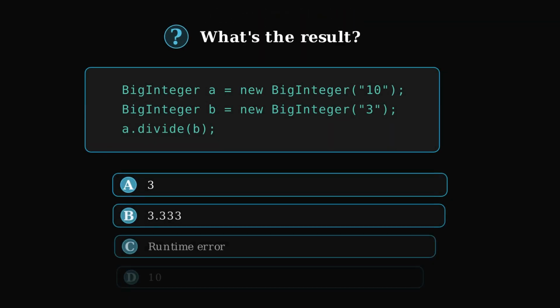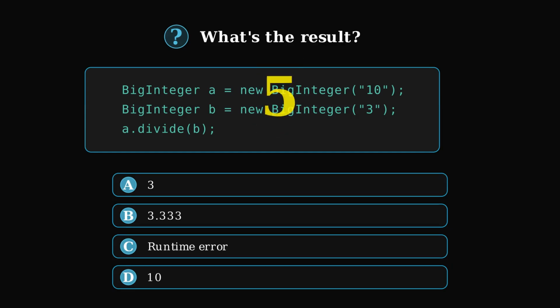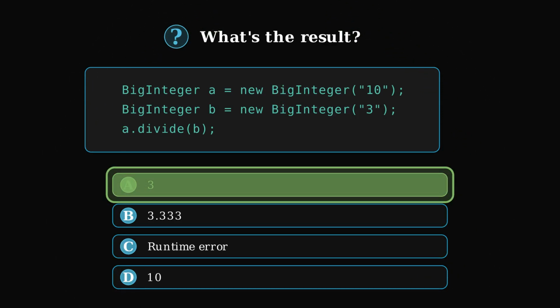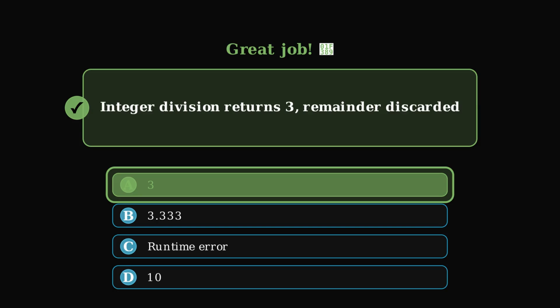What's the result? Which one is correct? The correct answer is integer division returns 3, remainder discarded.